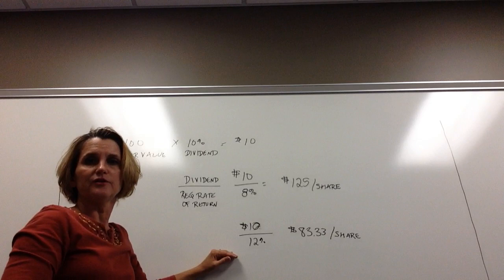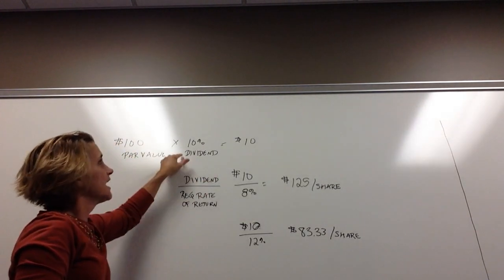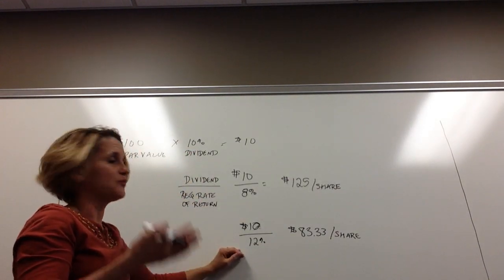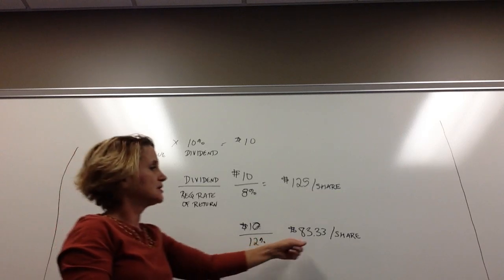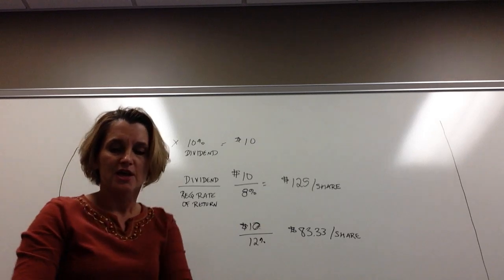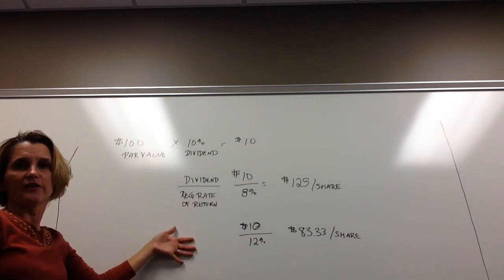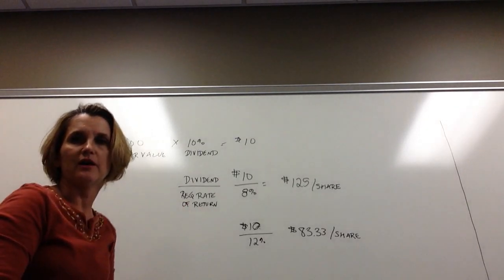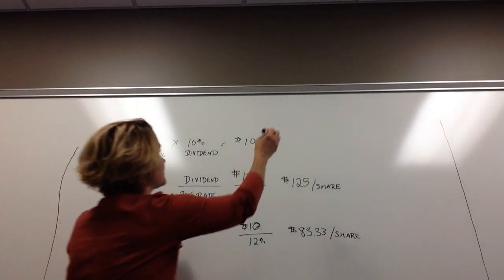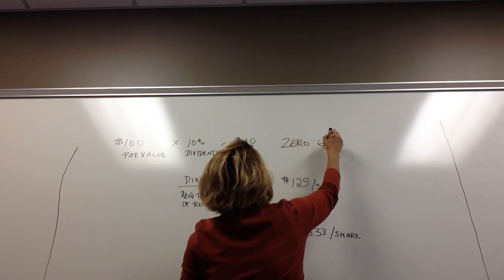If the market goes the other direction and the other preferred stocks in the market are paying 12% and this one's only paying 10, then no one's going to want to invest in that one. The price is going to have to go down to bring it to market, so it comes down to $83.33 a share. So you're going to want to first compute the dividend and then calculate the estimated price depending on what the required rate of return is at that time. And again, that is our zero growth formula.